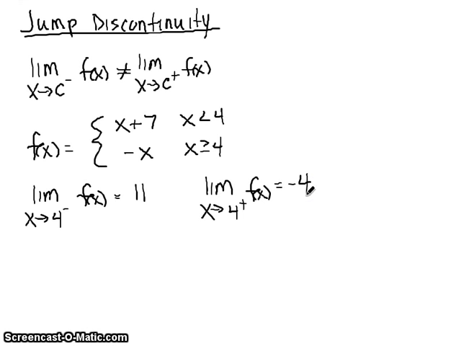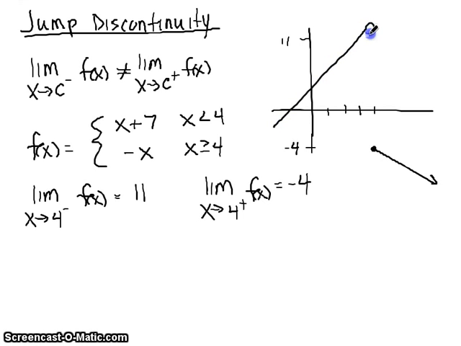So if you think about a graph, at the value x equals 4, I'm just going to say that this is 11, and that's -4. Our graph is going to look like this. So you can see that there's a big jump. Coming in from the left, we're going up to the y value of 11. Coming in from the right, we're going to the y value of -4. So there's that big gap right here, and that's why you can see it's a jump discontinuity. So we're looking for our limits to not match.